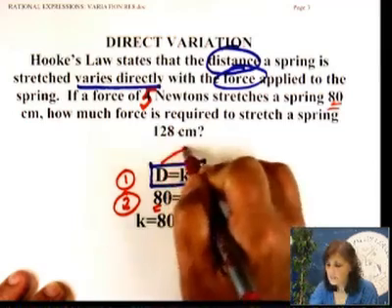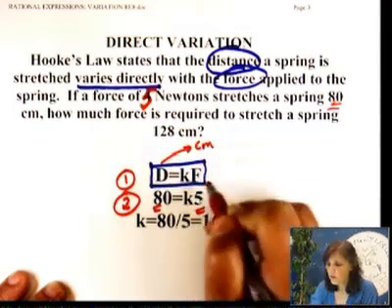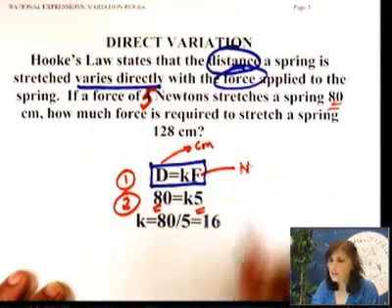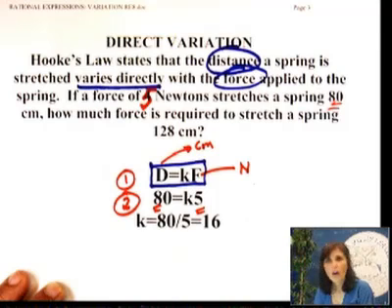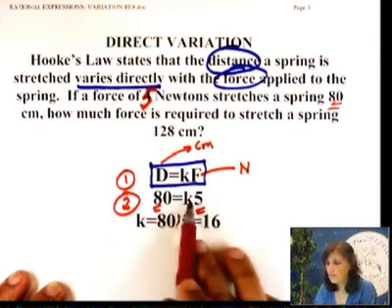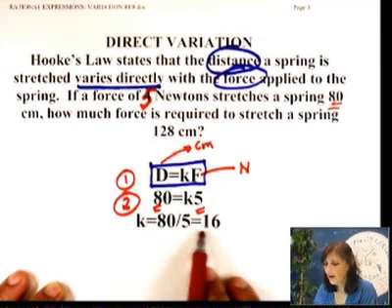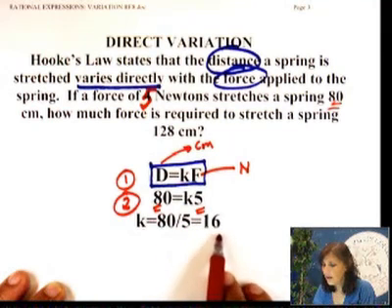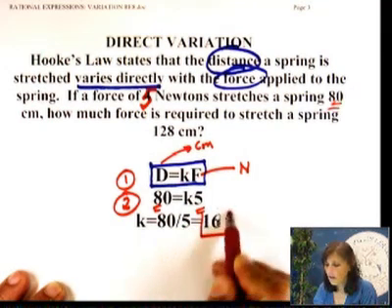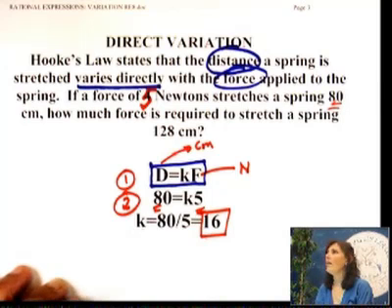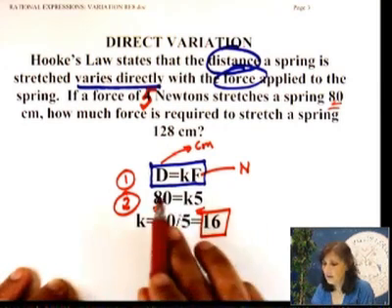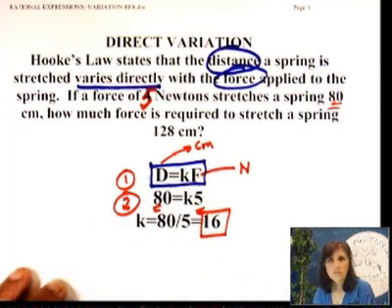Now, distance is measured in centimeters at this point, and F is measured in newtons. So you have to be consistent with that. 80 equals K times 5. That means K equals 80 divided by 5. Is that right? That's correct. So K is 16 when you have the force in newtons and distance in centimeters.